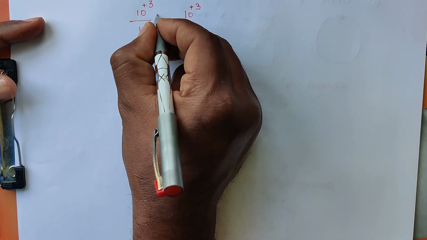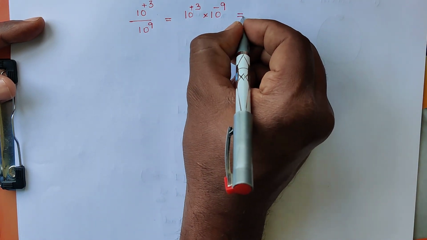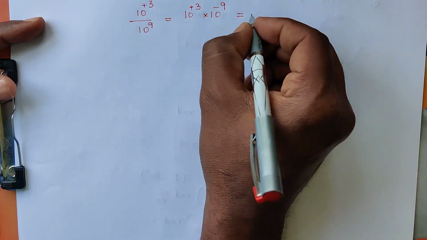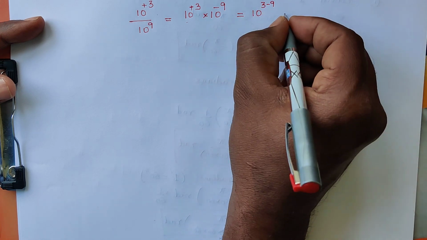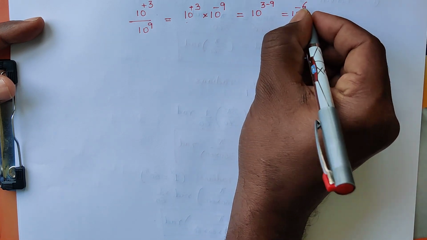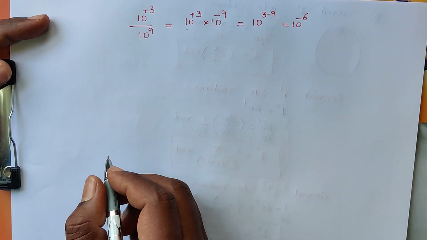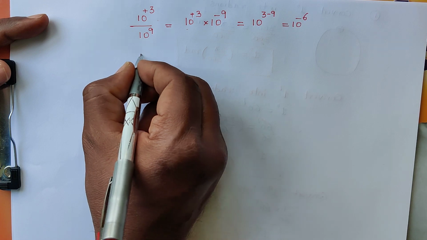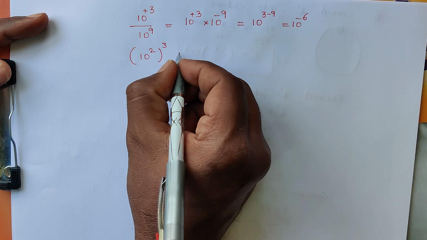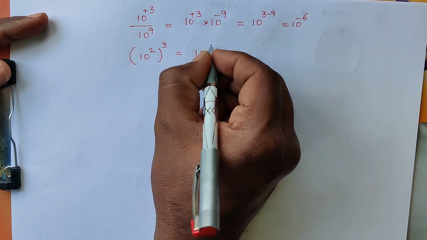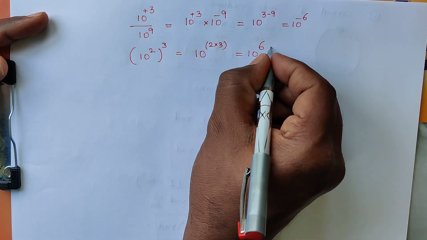When the denominator comes to the numerator, it becomes 10 to the power of minus 9. Here the bases are the same, so the powers should be added: 10 to the power of 3 minus 9. The answer is 10 to the power of minus 6. Similarly, if the expression is 10 square whole cube, this is nothing but 10 to the power of 2 into 3, which is equal to 10 to the power of 6.